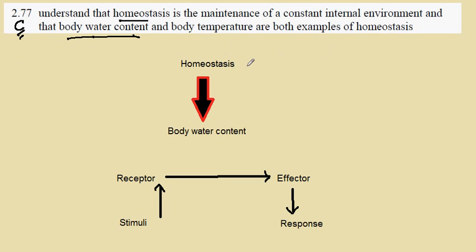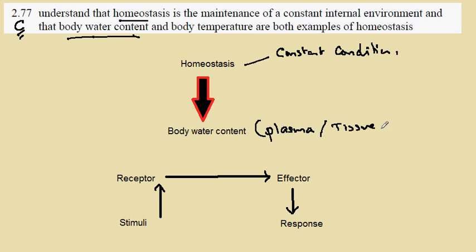homeostasis. We've seen that homeostasis is about maintaining constant conditions, and in this case the regulation is of body water content, which is largely making up the plasma of blood and the tissue fluid that surrounds cells.